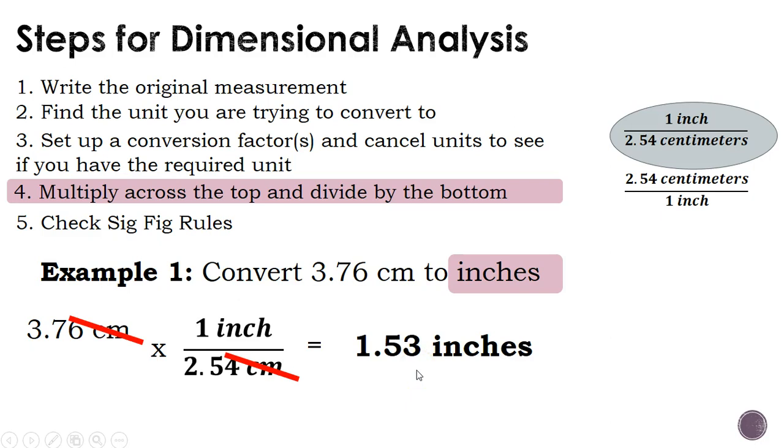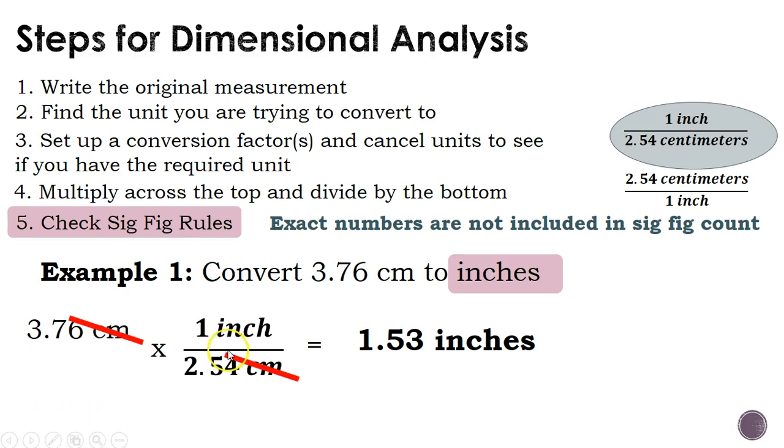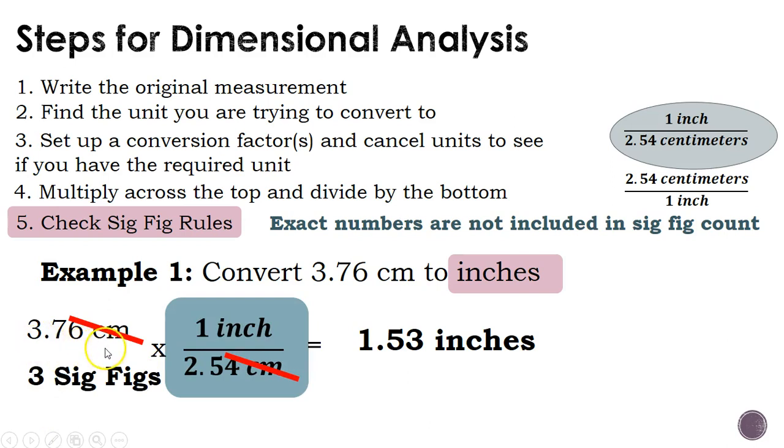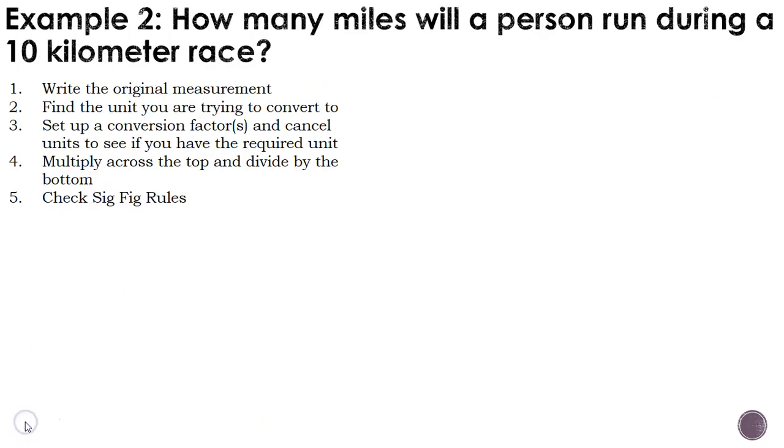When you do that, you get an answer of 1.5453 inches. Now that we have our answer in inches, the last thing we want to do is check our sig fig rules. We know that we don't care about exact numbers when we're counting our sig figs. So exact numbers such as conversion factors don't count in our sig fig calculation. The only number that we're really going to care about is the first number, and in this number we have 3 sig figs. Therefore, our answer should also have 3 sig figs. And you know that your answer is completely right when all your units are canceling and you're showing your full dimensional analysis.